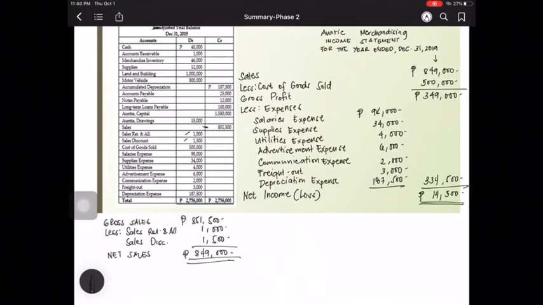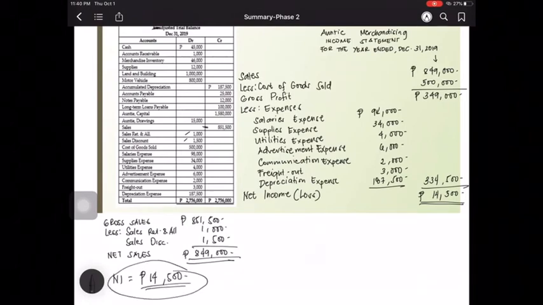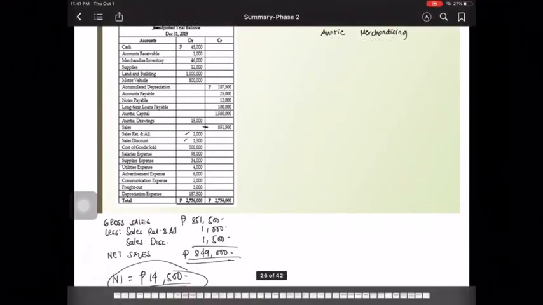All right, so we save the amount of net income here, your 14,500 pesos. Why? Because this plays an important role in the later preparation of our statement of changes in owner's equity. Alright, so since we are done preparing your income statement already, we can move on now to preparing the statement of changes in owner's equity.